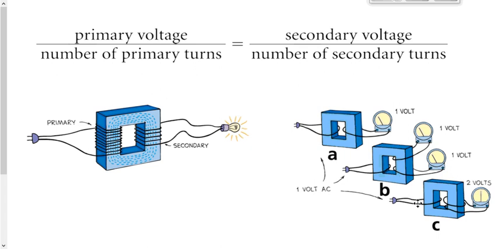So the input has the same number of loops for each one of these. In the first case, you have 1 volt coming out with 1 loop. In this case, you have 2 loops, and you're going to have 1 volt for each of them, so it's 2 volts total. Here we have 2 volts coming out for this galvanometer, and so we have double the loops, double the voltage.